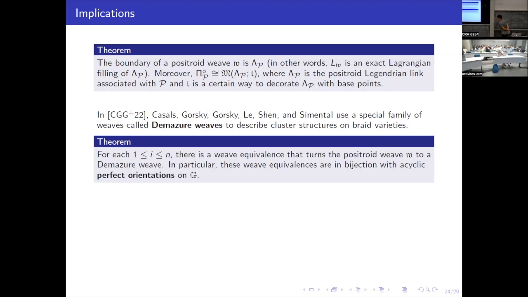Right. So in the joint work of Casals, Gorsky, Le, Shen, and Weng, they use a special family called the Mazur weave to describe cluster structures on Richardson varieties. And there's a way to turn these positroid weaves into a Mazur weave. There's actually not a canonical way, but there's a way for each one. And the way you do it is you run this procedure with a perfect orientation on the reduced plabic graph.